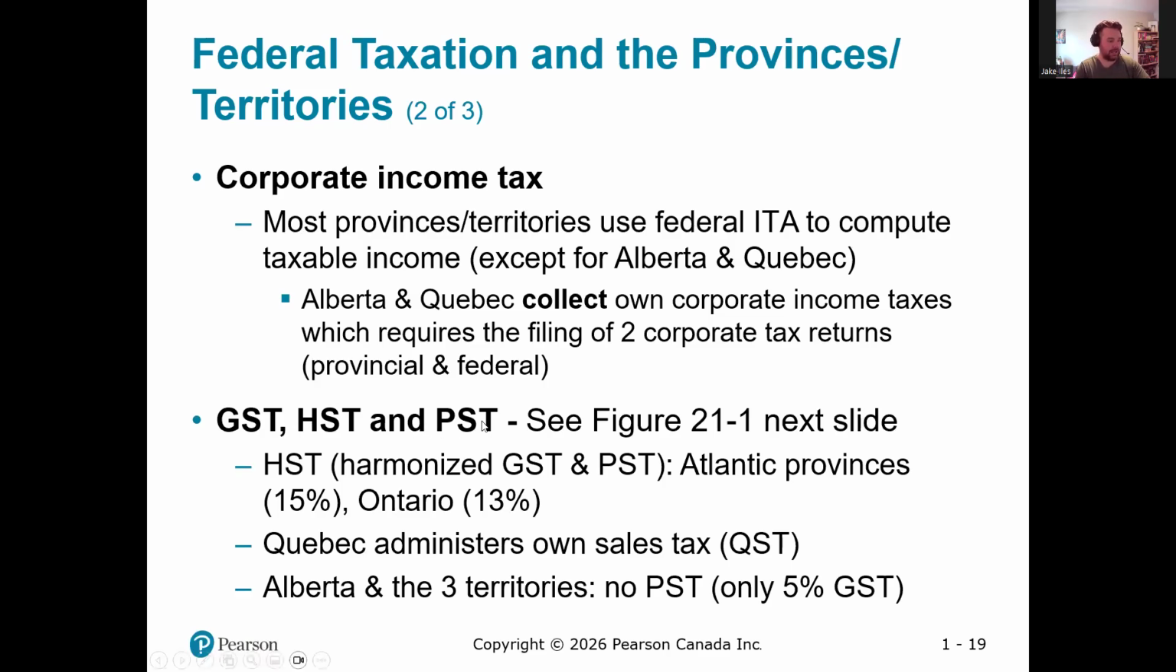GST, HST, and PST. When we talk about GST, that's the goods and services tax. That's a portion of sales tax that goes directly to the federal government. And many provinces have what's called PST, that is provincial sales tax. It's a portion of sales tax that goes to the province.